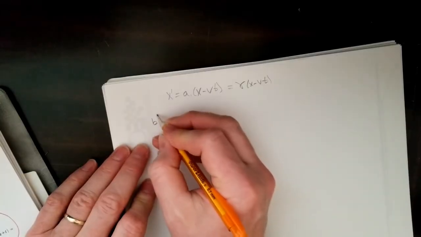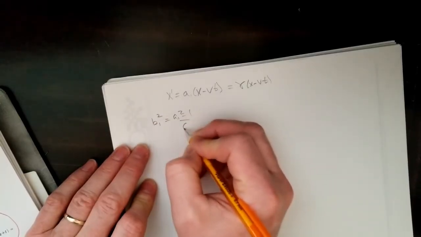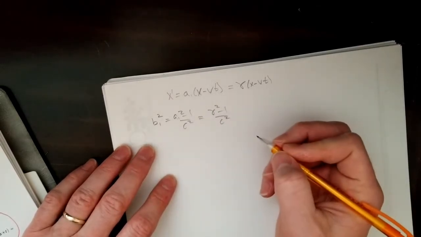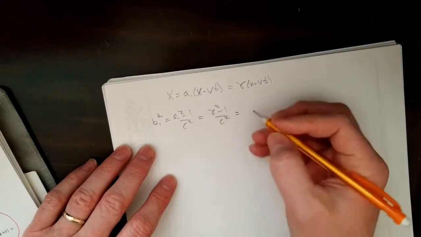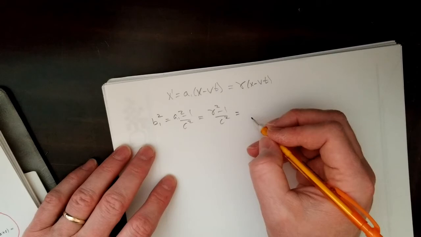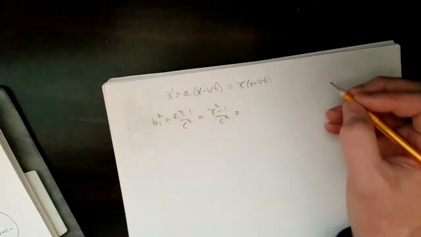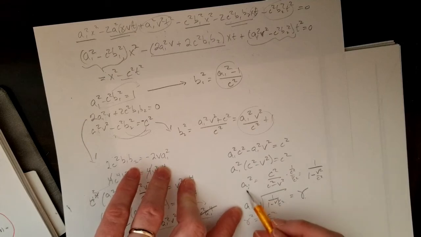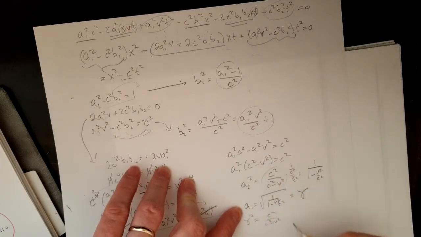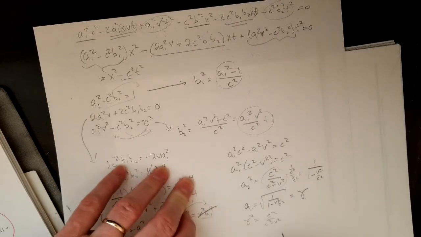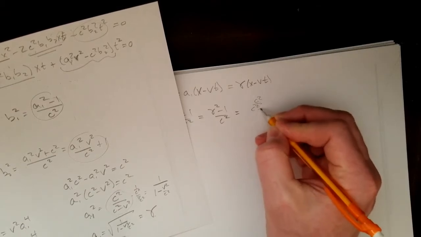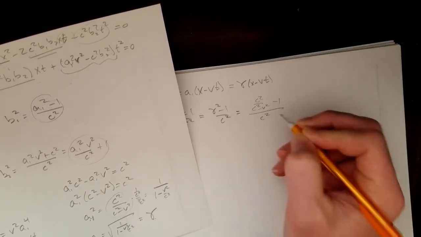I know that b1 squared is equal to a1 squared minus 1 over c squared, which is equal to gamma squared minus 1 over c squared, which is equal to, well, I know that from the previous page, gamma squared is equal to c squared over c squared minus v squared, because a1 is gamma, so gamma squared, that should be an a1, is equal to that, or that, whatever form you want it in. This is the form I want for right now. So this becomes c squared over c squared minus v squared minus 1 over c squared.